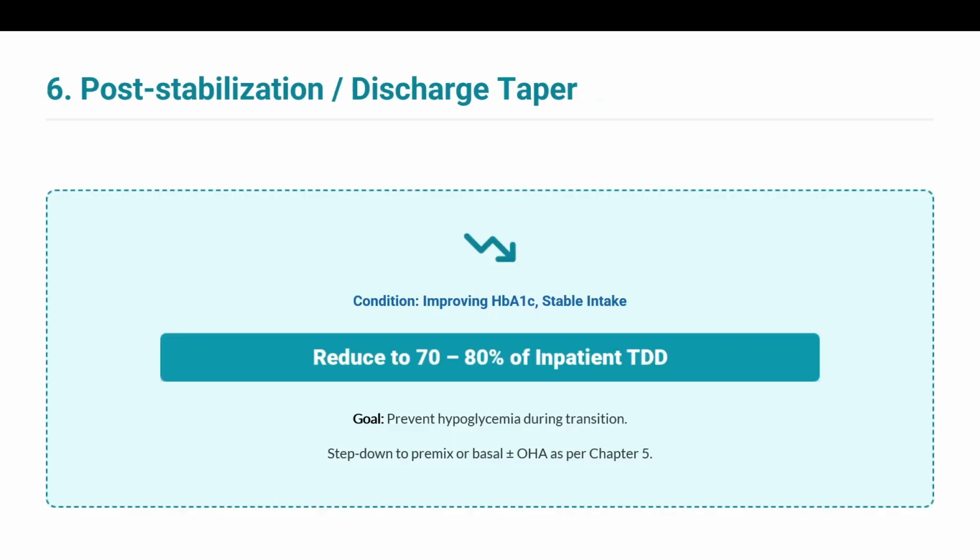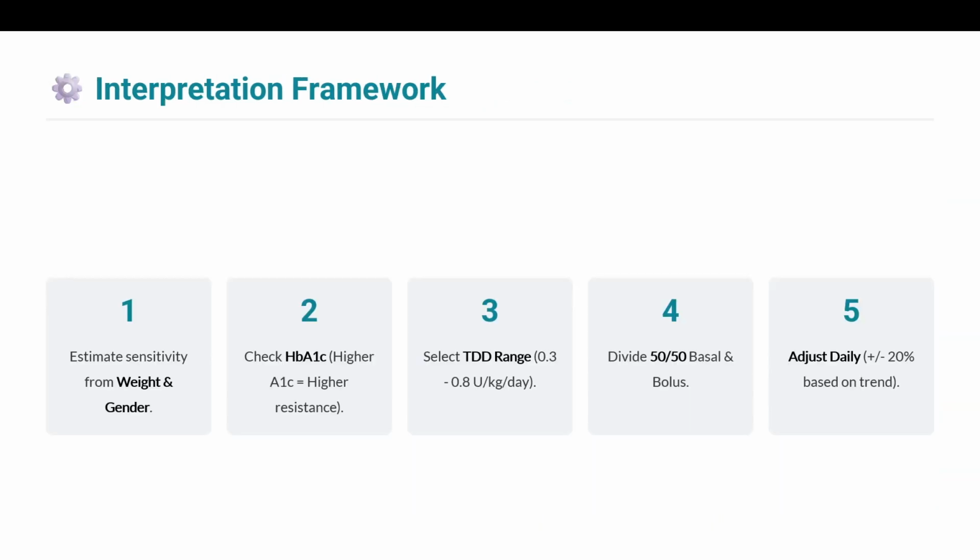Post-hospitalization discharge taper: with improving HbA1c and stable intake, reduce to 70 to 80% of the inpatient total daily dose. This is done to prevent hypoglycemia during transition. Also refer to chapter 5, the fifth video in this series, to convert the basal bolus in-hospital total daily dose to premix or basal plus OHAs at discharge.